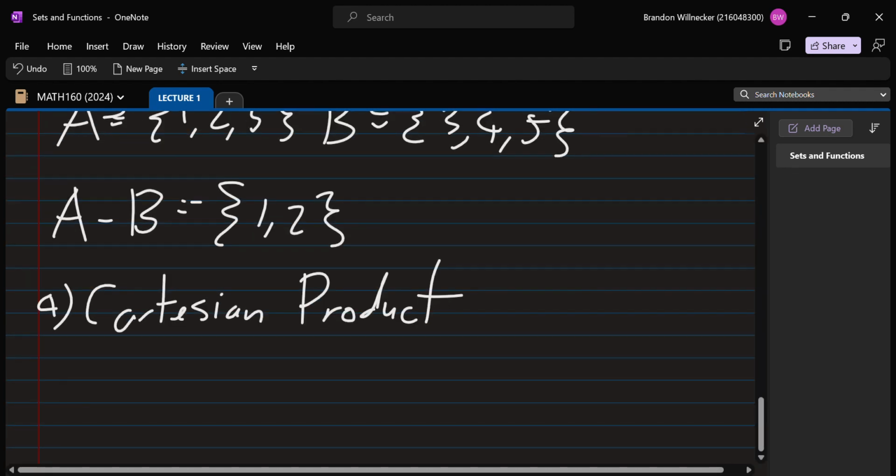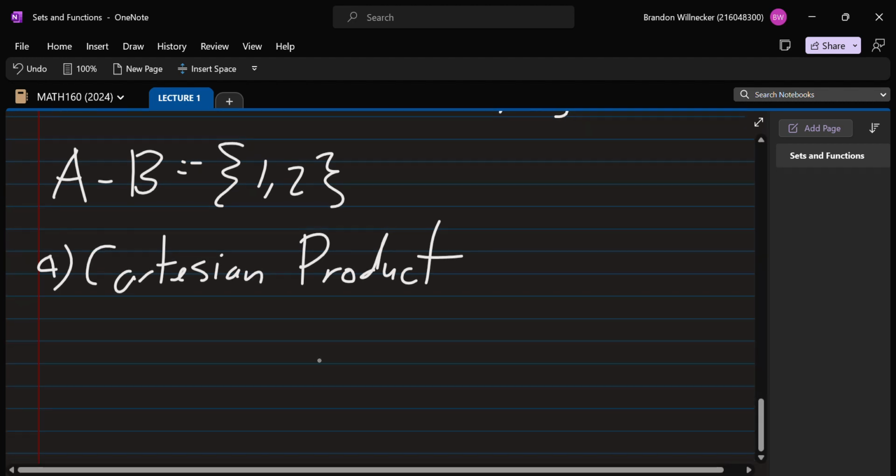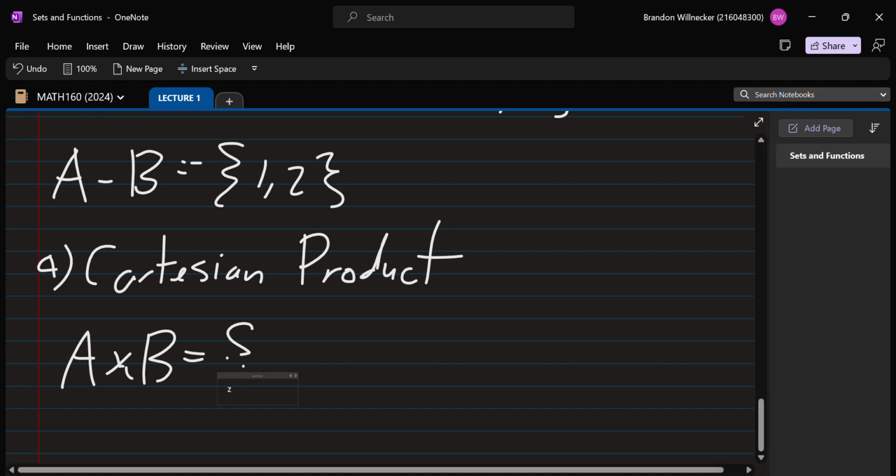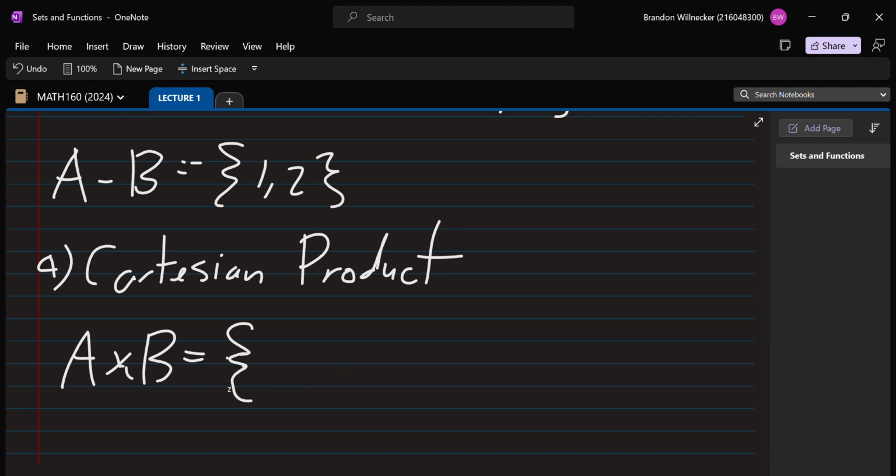Okay, so you should all be familiar with the Cartesian plane, the xy plane. The way the Cartesian product works is we have A cross B. We can write it using restricted comprehension, like we did for the rational numbers. This is made up of ordered pairs (a, b).